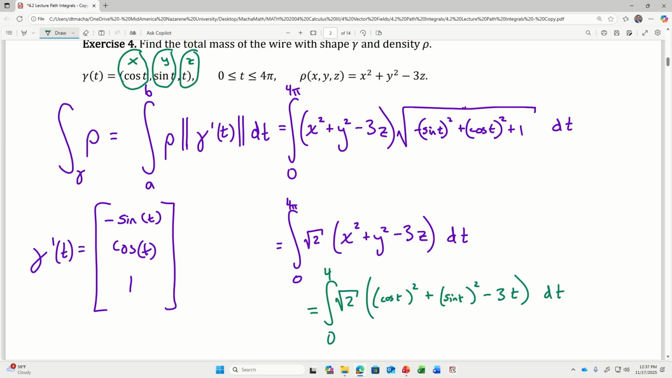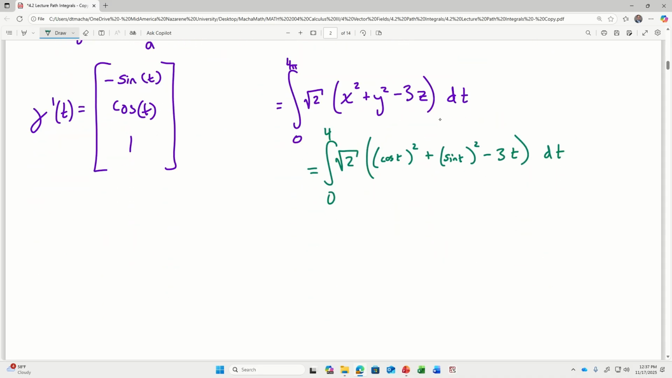So when you come to the point where you need to replace x, y, and z with t's in your integral, you're going to use the original parametric curve equation, not the derivative, but the original. And then, of course, cosine squared plus sine squared is 1. So this is going to be the integral of 1 minus 3t dt, which is going to be t minus 3 halves t squared.